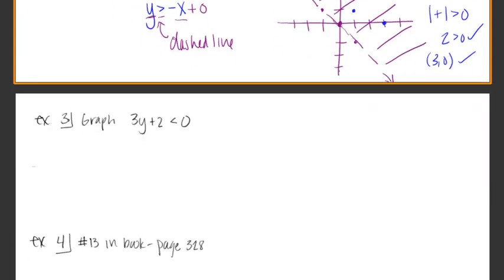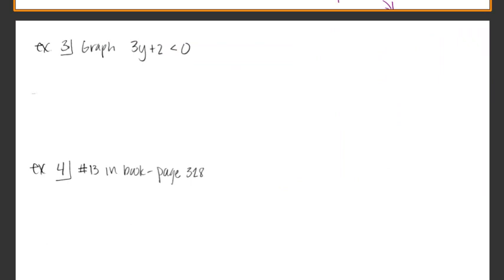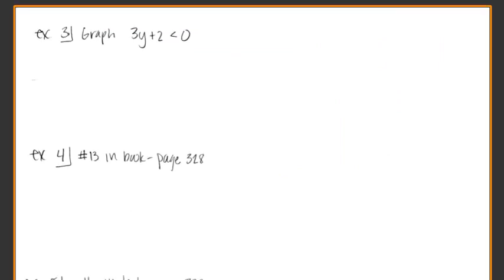All right, let's go to example number 3. Just like before, we want to get the y by itself, so let's move this 2 over. We get 3y is less than negative 2. Divide off that coefficient. Well, the coefficient's positive, so I don't have to worry about reversing my inequality symbol. It's just y is less than negative 2/3.